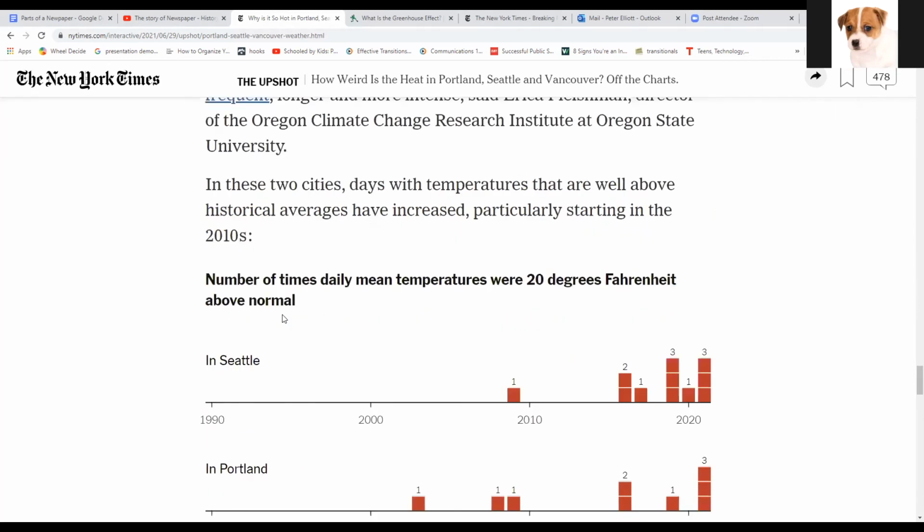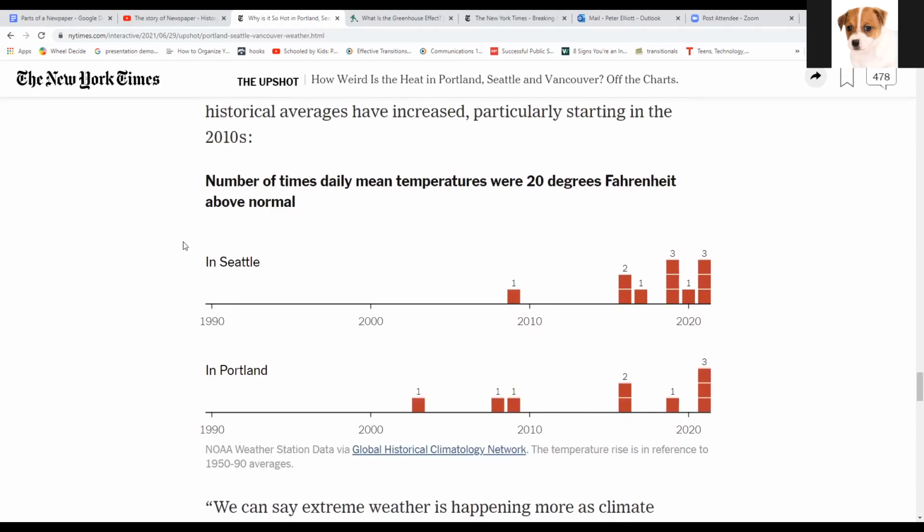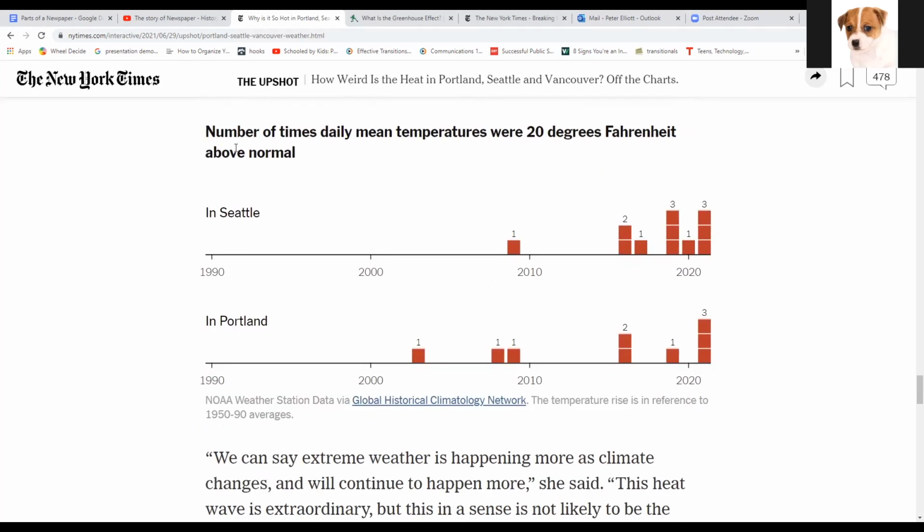Excellent. In these two cities, days with temperatures well above historical averages have increased, particularly starting in the year 2010. This interesting chart has Seattle and Portland. You'll notice that the measure is the number of times the temperatures were 20 degrees above normal, meaning very, very hot. It only happened once here, but you can tell that in just this small time, there's been an extreme number of high-temperature days.